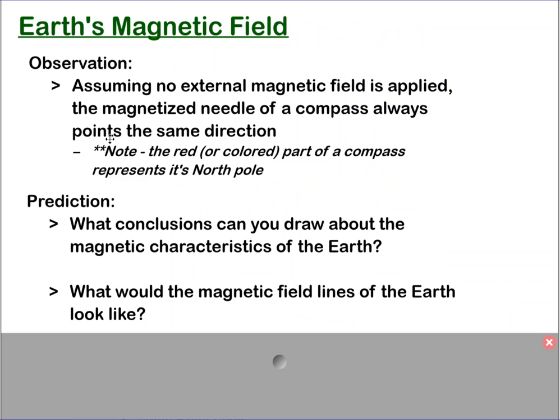So if the north side of my magnet always points north, what does that tell us about how the Earth behaves? First, it tells us the Earth must be acting like a magnet. So that's one thing that maybe we don't always think about: the Earth itself is actually a magnet. But what does that actually mean?